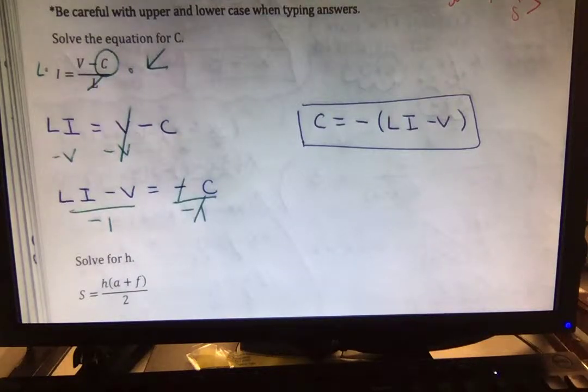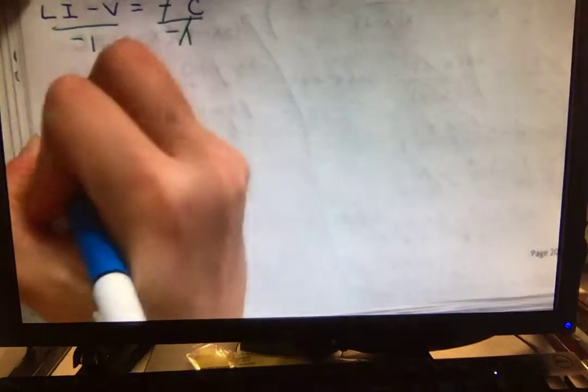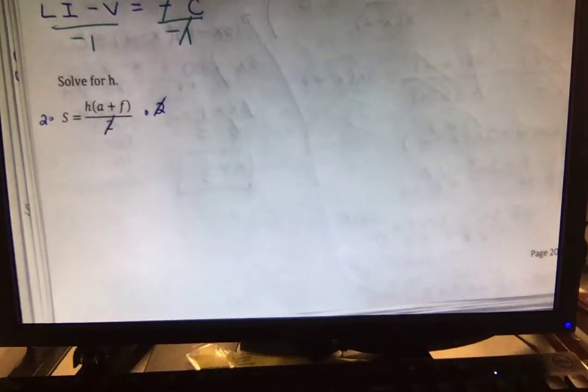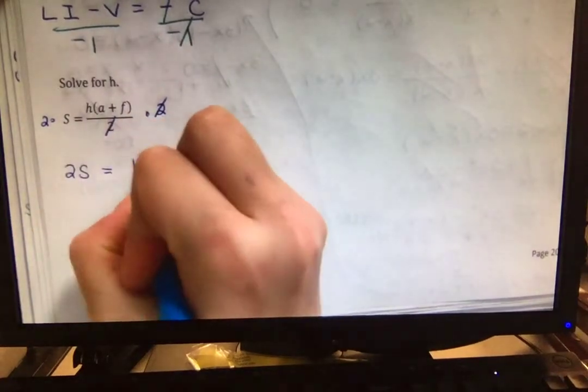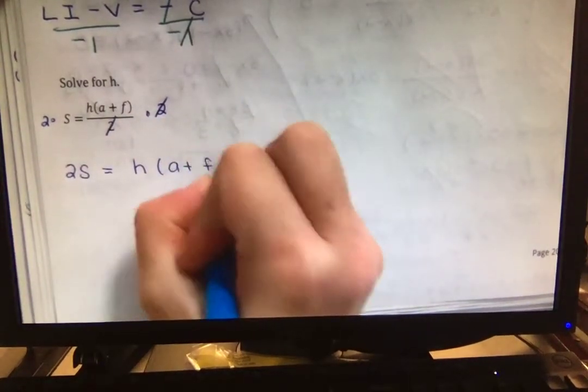Let's do another one. We're solving the next one for H. We're getting H by itself. We have S equals H times A plus F all over 2. What do you want to do first? Multiply by 2. Perfect. It's being divided by 2, so we can do the opposite and multiply both sides by 2. So we have 2S equals H times A plus F.